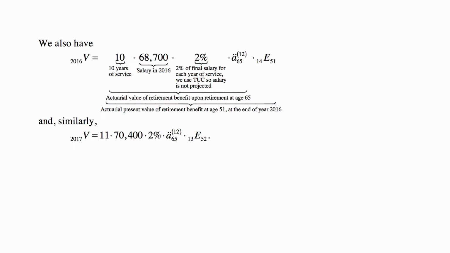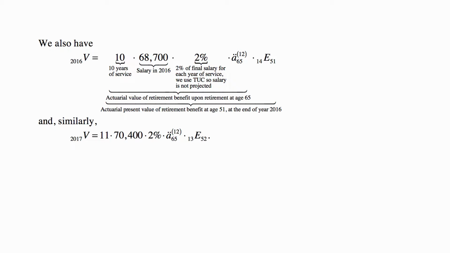This is the traditional unit credit method. We do not project the salary. That's why we use the salary from that year, times 2%. And for 2% of the salary, because the salary is not projected, it's traditional unit credit, times the annuity factor. And then we have to discount all this back actuarially, so with the pure endowment factor, back 14 years.